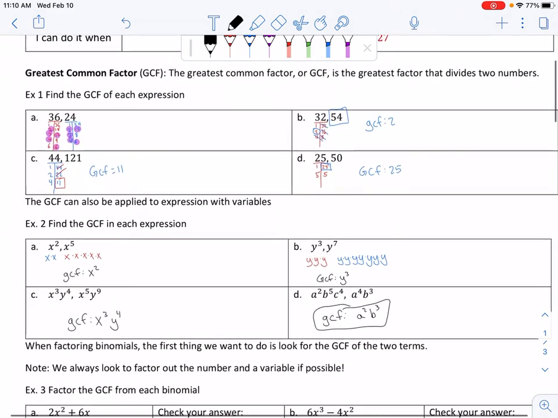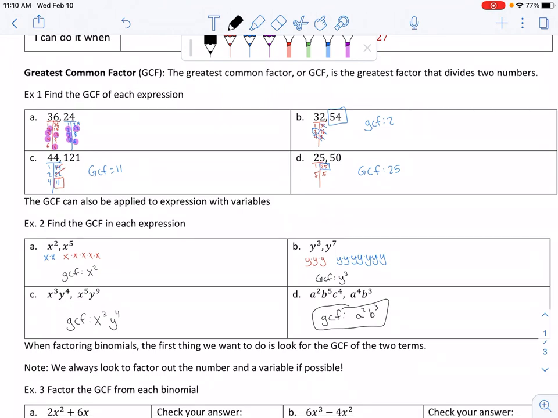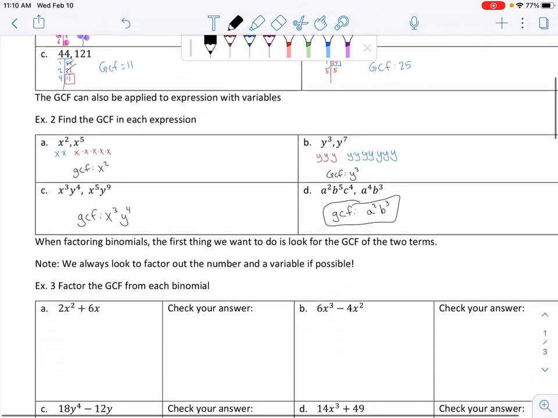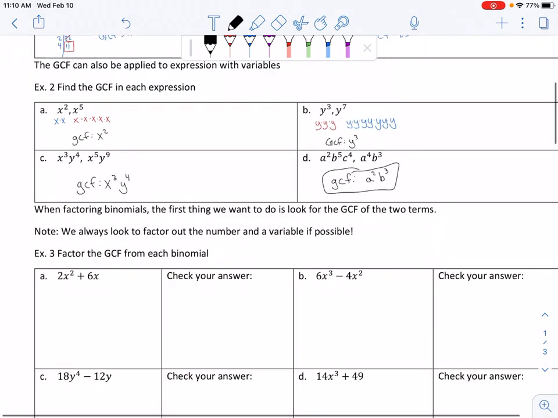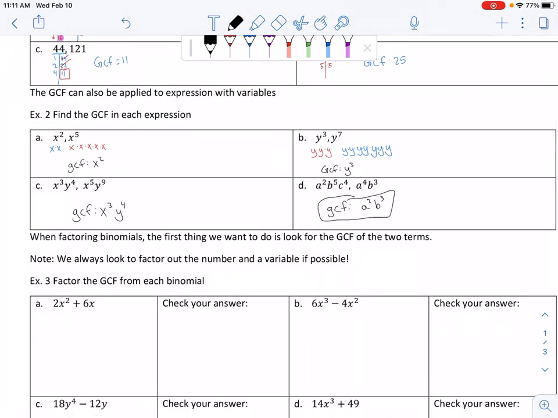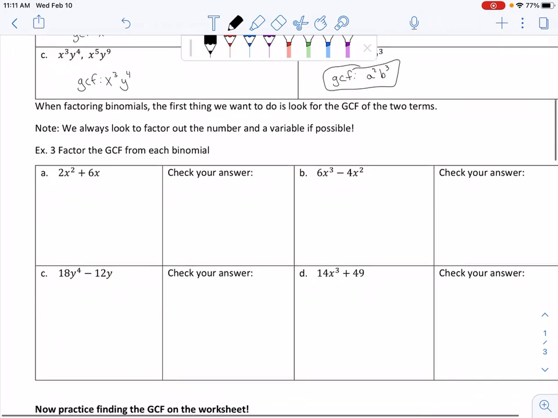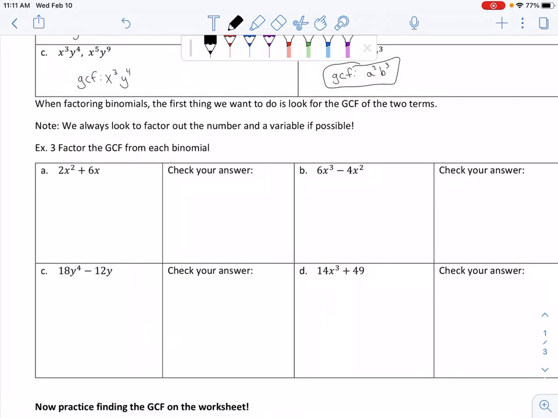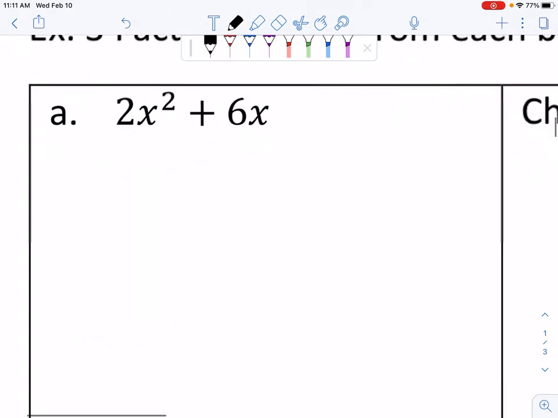So now that we've worked with finding the greatest common factor, we're going to actually start factoring them out from groups of numbers, from binomials. And while we're doing this, we're going to write out what is left over when we take that greatest common factor away. So we're going to focus on numbers first and then variables.